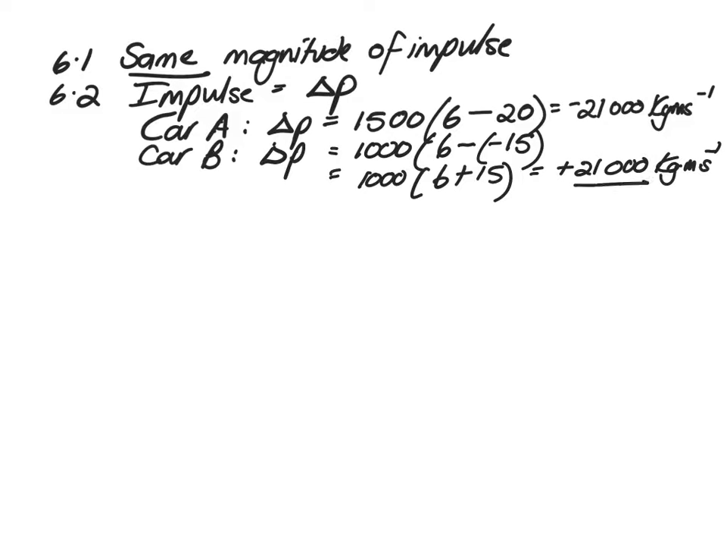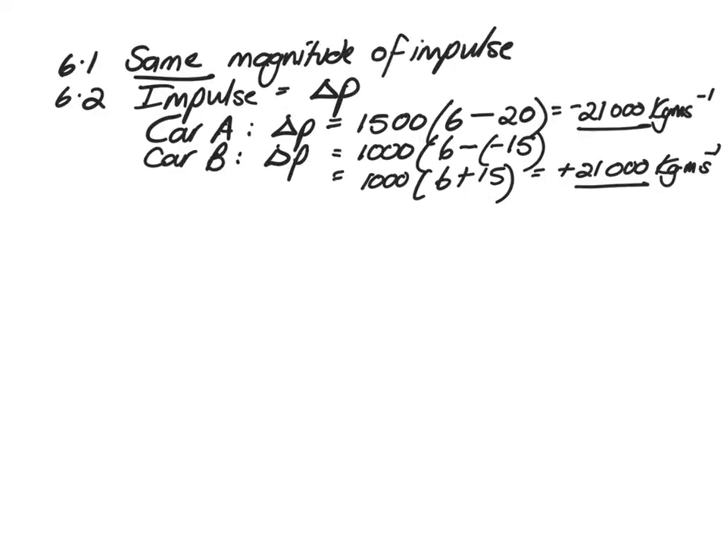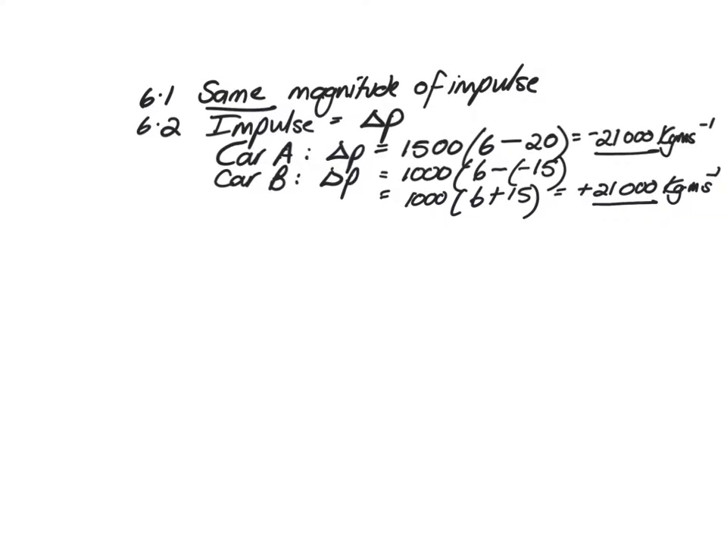So you can clearly see here, and we've proved that the magnitude of the impulse is the same. The only thing that is different is the signs. Right, let's look at number 7 now.